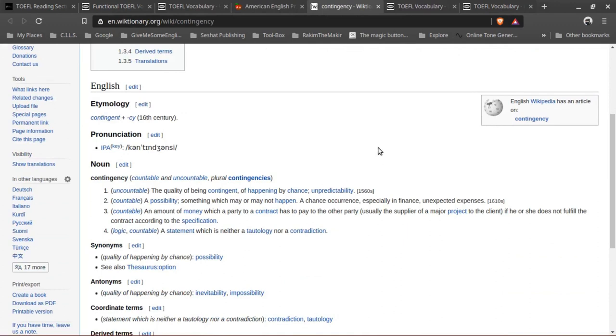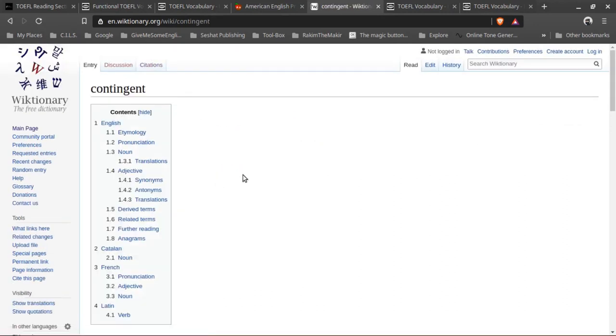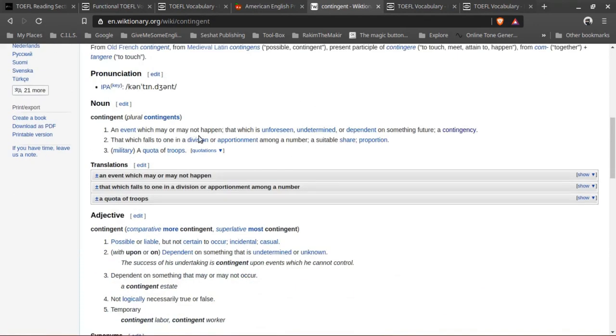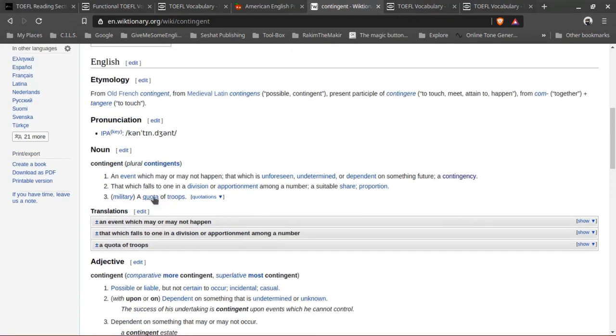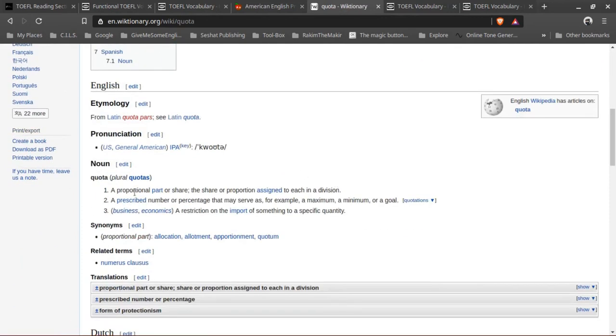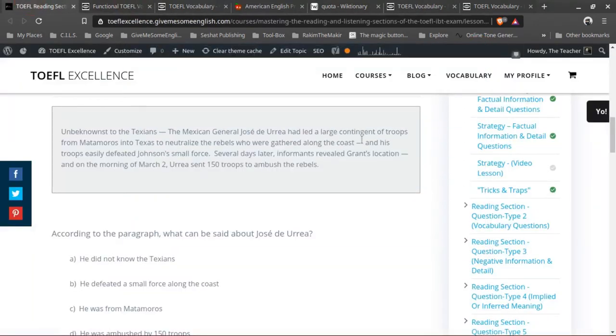But what does the word mean? Well, just click there. Boom! Right there. Contingency. The quality of being contingent. Okay. He read it, and that was the word in the text. Contingent. An event? No, that's not the event. That which falls in a division or reporting number? That doesn't make sense. Military. A quota of troops. Okay, so what do they mean by quota? A portion, part, or share. A share or proportion assigned to each division. A prescribed number. It's a prescribed number of troops. Oh my God, did you see how we just learned something there? A contingent is a large number of troops. That's all. So that's a little side lesson on how to deal with vocabulary.